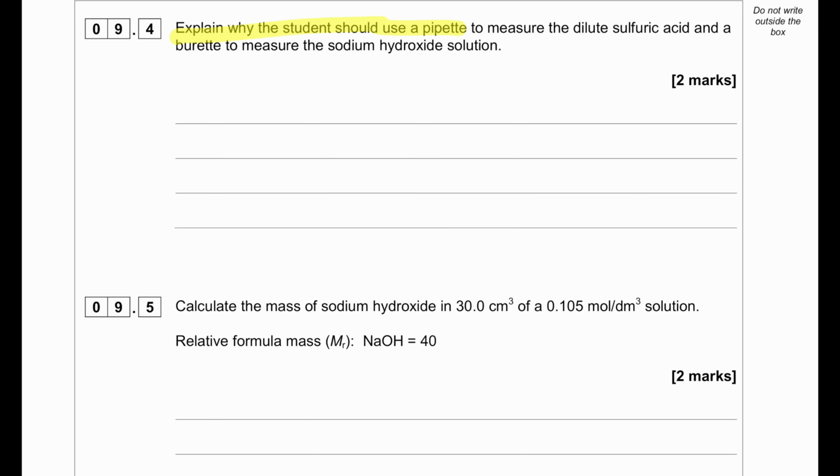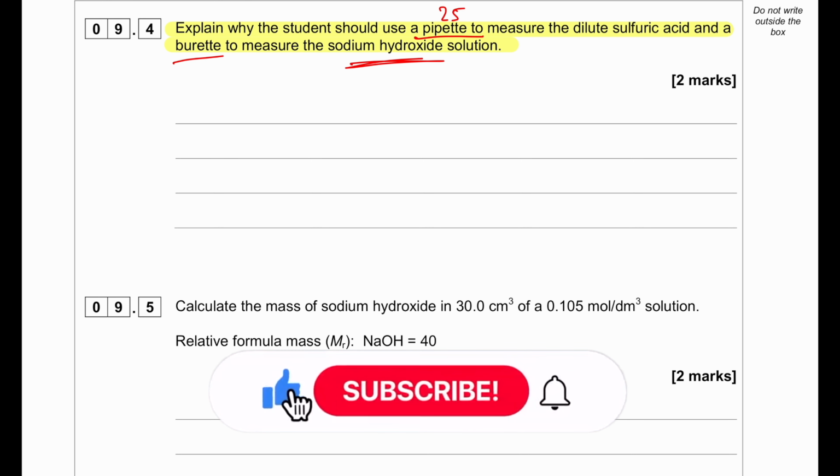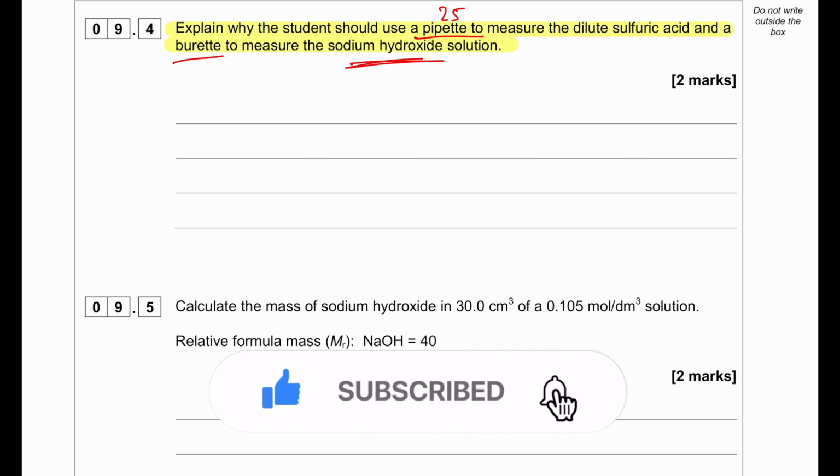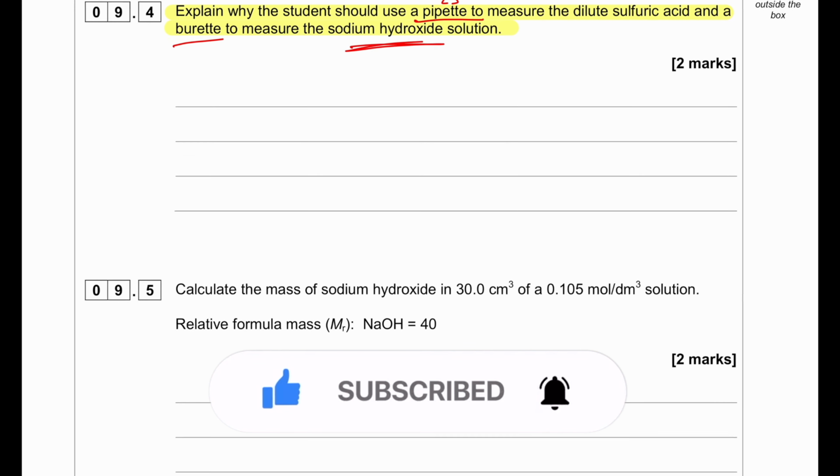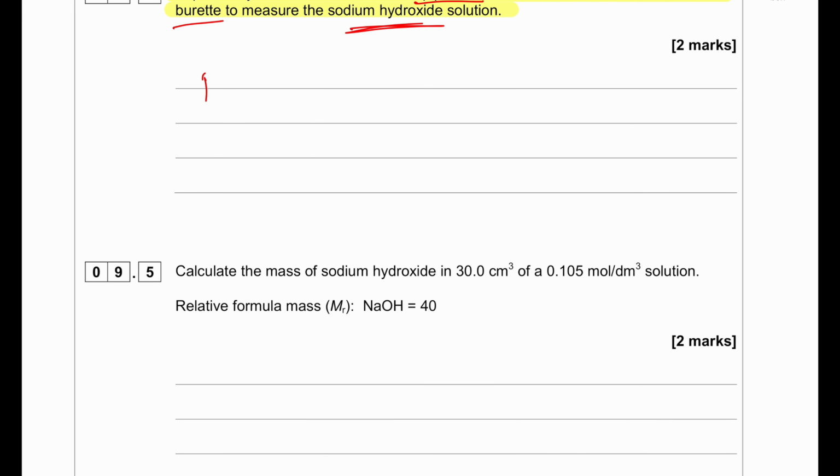Explain why the student should use a pipette to measure the dilute sulfuric acid and a burette to measure the sodium hydroxide. Guys, a pipette measures a fixed volume. So for example, for 25 cm cube, there is a fixed pipette that can measure 25 cm cube very accurately. So we can use that pipette. And for the burette, the sodium hydroxide has a variable volume. So we can use a burette because it is going to provide us an answer to 0.1 cm cube accuracy. So our answer will be: a pipette measures a fixed volume accurately.